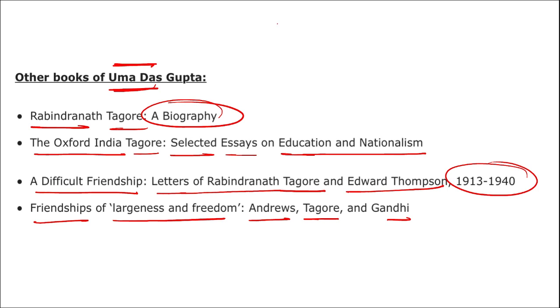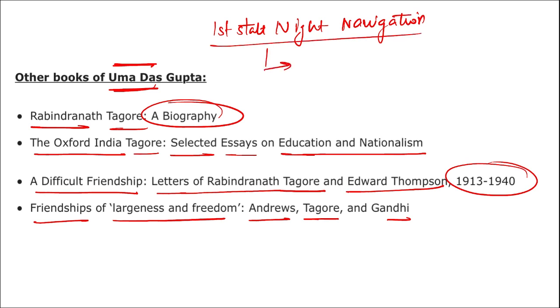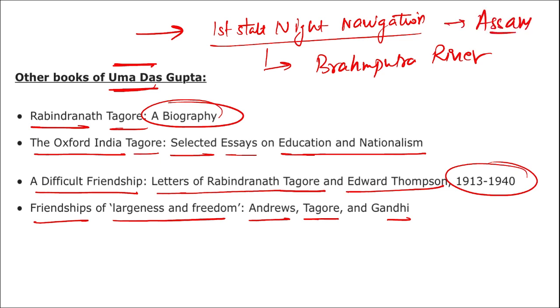Now, apart from this, tell me, which is the first state to launch a night navigation mobile application? First state to launch a night navigation mobile application. And this was based on which river? It was to monitor the Brahmaputra River. So, which state launched this first night navigation mobile application? It was launched by Assam. Alright, then Khajuraho Dance Festival.